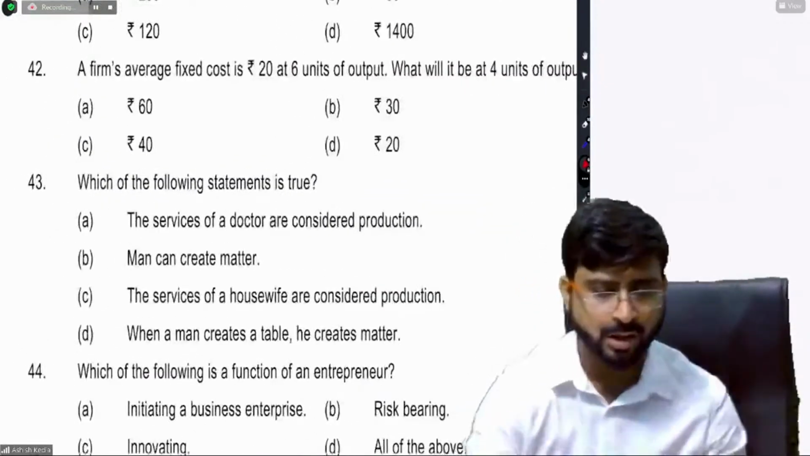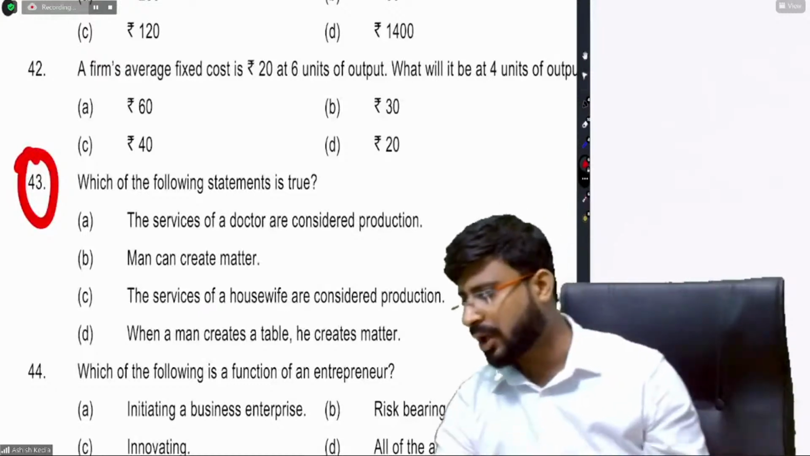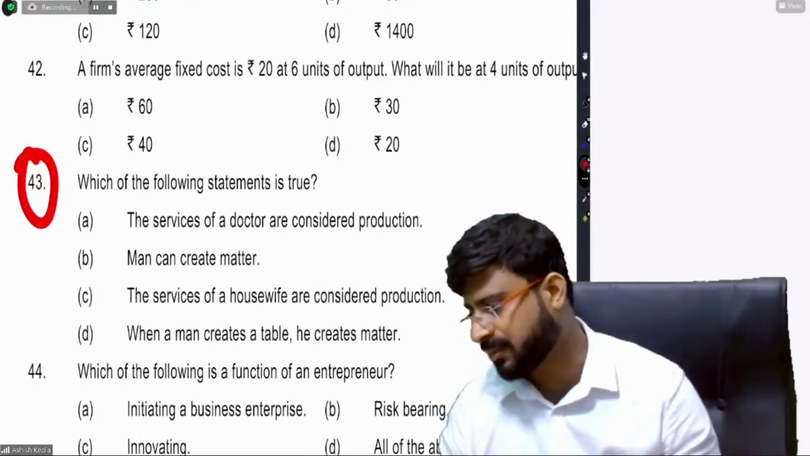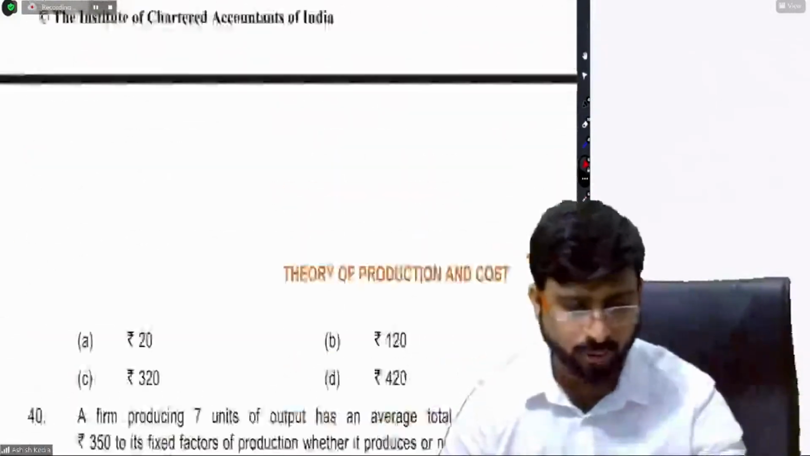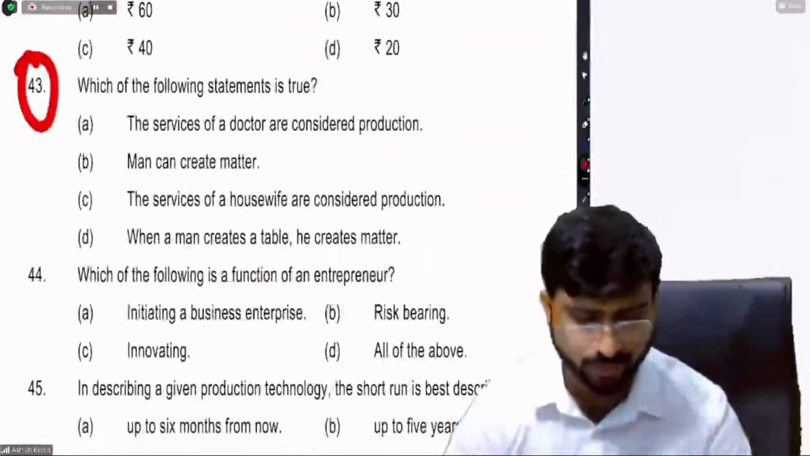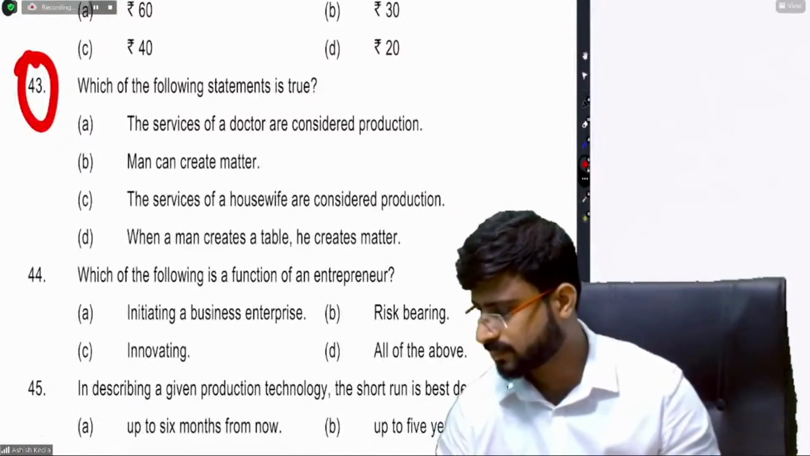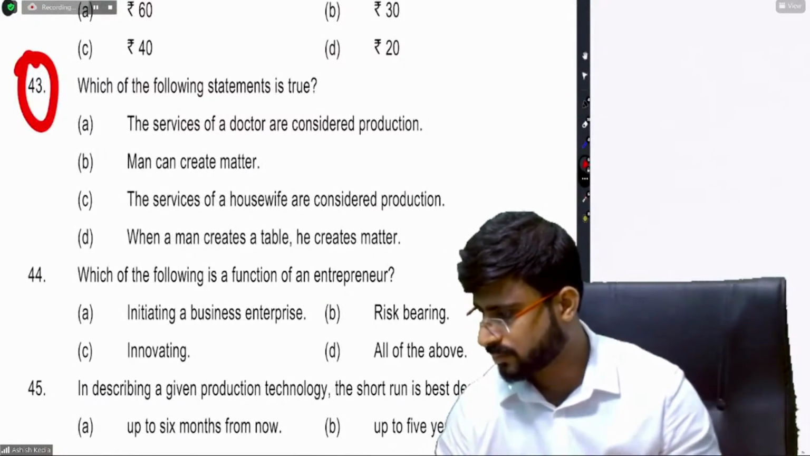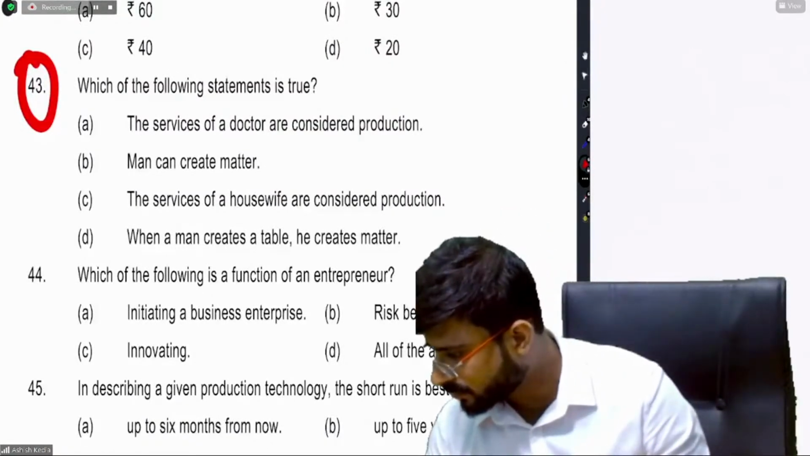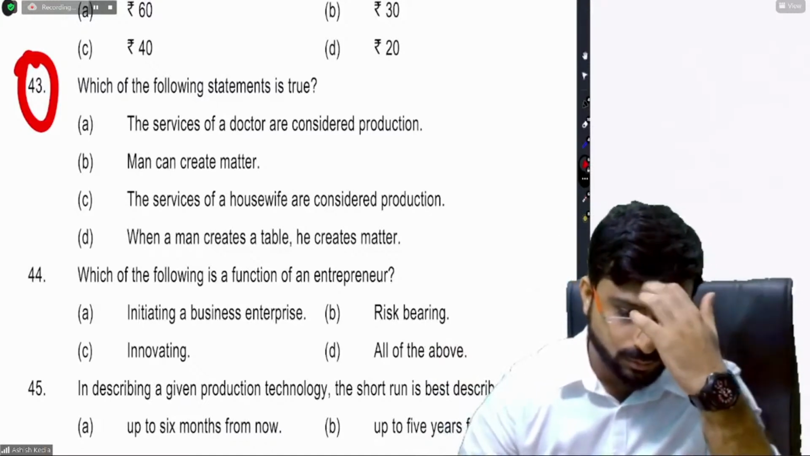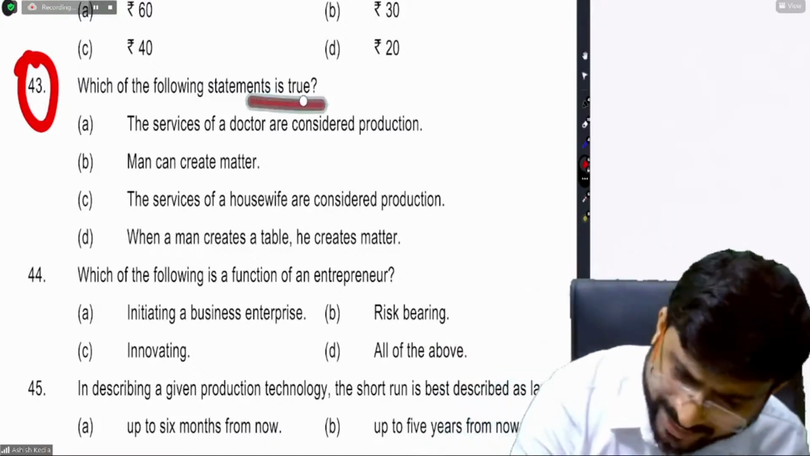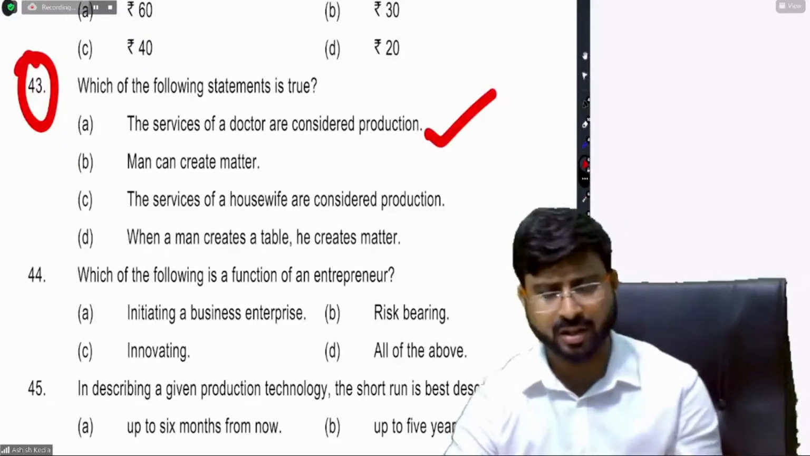Yes, very good question. Number 43. Write out everyone. Number 43, answer me everyone. Which of the following is true? Yes. Services of a doctor is a production, correct?